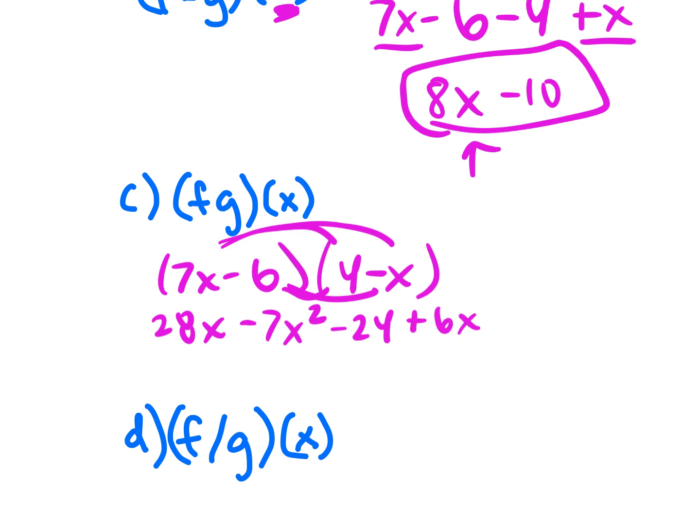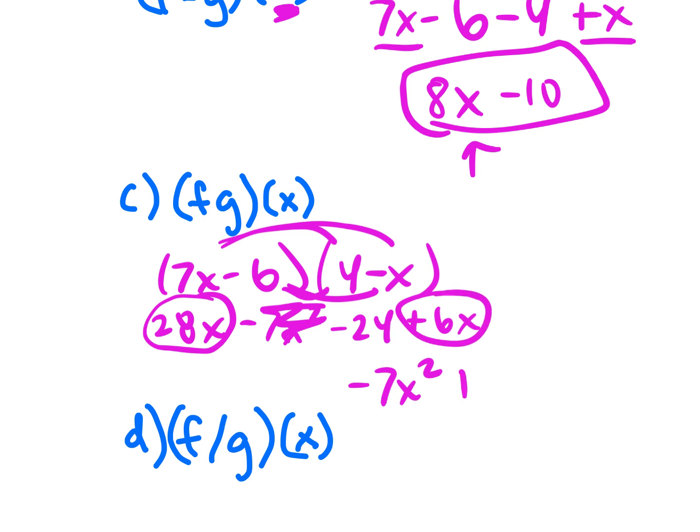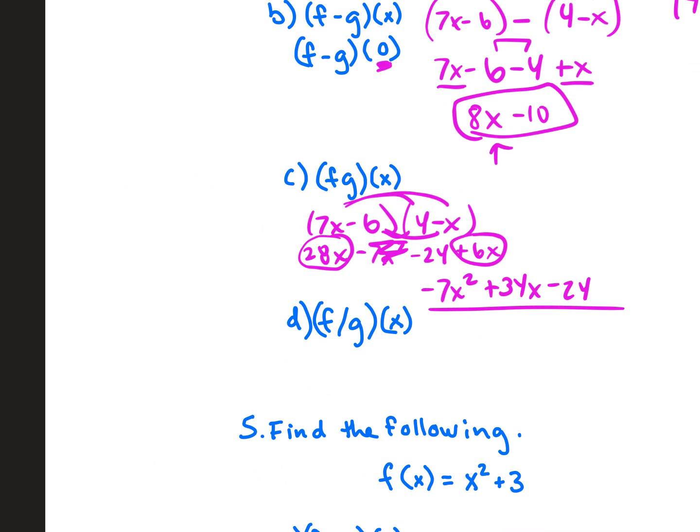Plus 6x. We have to combine like terms. We need to write in standard form. So what should come first? Good. So I have negative 7x squared. Perfect. Can I combine anything? 28 and 6. Perfect. Minus 24. Good. Very good. All right. And then f divided by g.